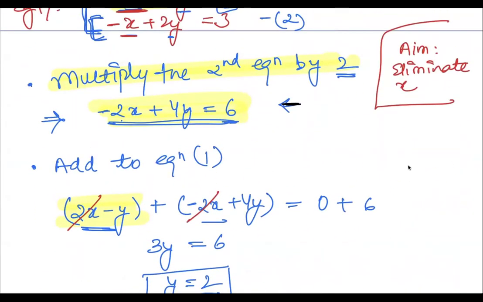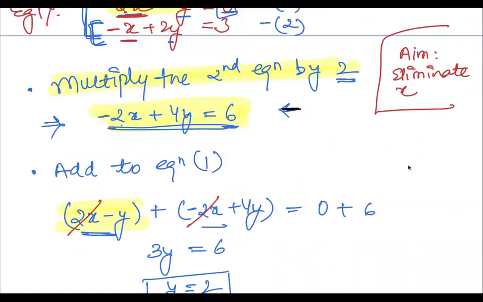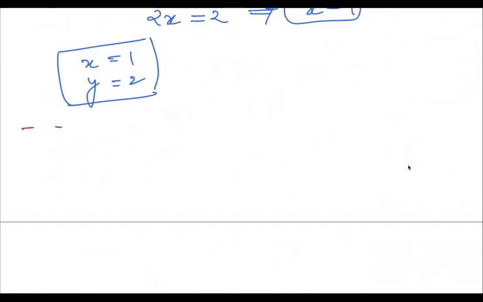What did we do? The aim of the elimination method is to eliminate either x or y to get the other variable. If we are trying to eliminate x, we'll get the value of y. If we are eliminating y, we are getting the value of x. Tell me one thing. Let's try to eliminate y here, instead of eliminating x. So let me write the equations. 2x minus y is equal to 0.